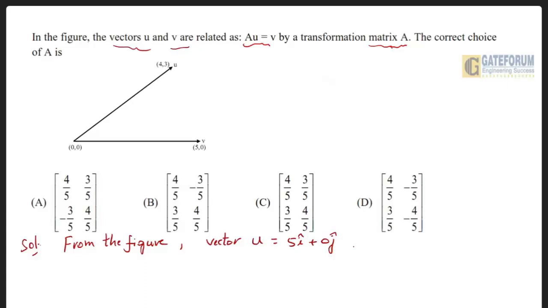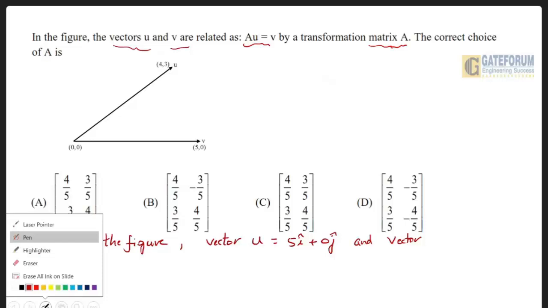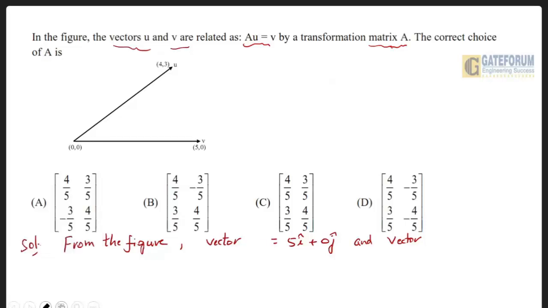Okay, when V vector, this is V, the horizontal vector is V, and the slope vector is the U vector. Vector U is obtained by joining 0, 0 and 4, 3, that is the vector U bar. Joining 0, 0 and 5, 0 gives the vector V bar. So U is 4 i cap plus 3 j cap.